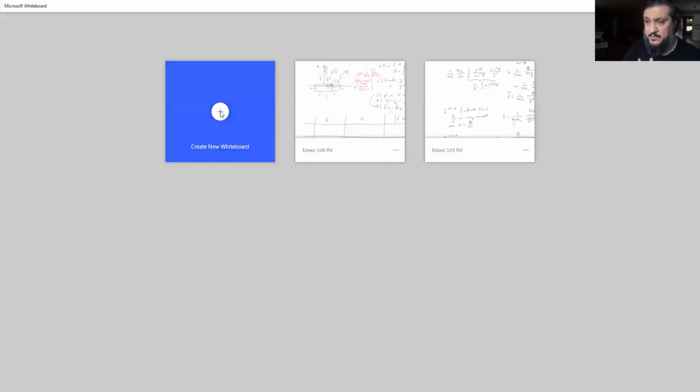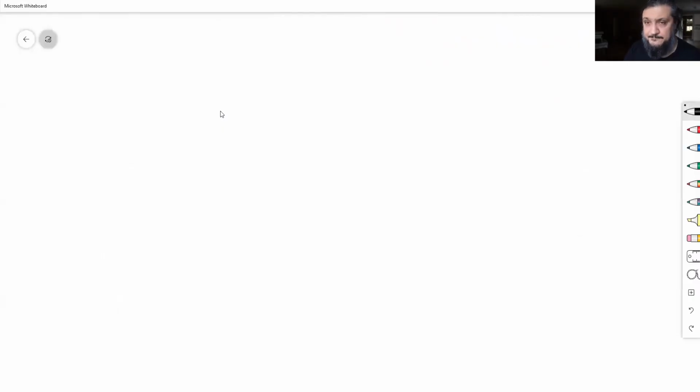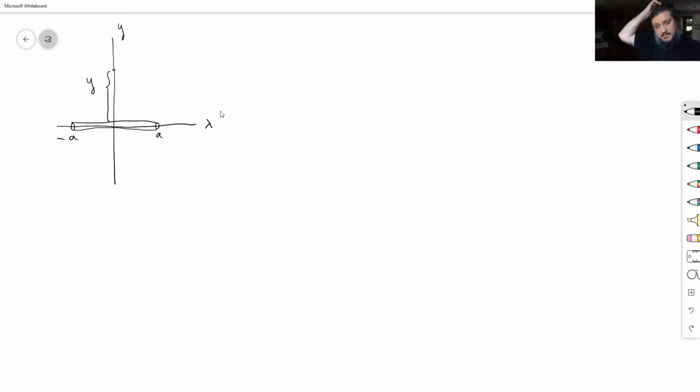So let's open up a new whiteboard. Again, here I have the line charge, negative a to positive a on the x-axis. Here's the y-axis, and I'm y away from the charge. So how do I do this?